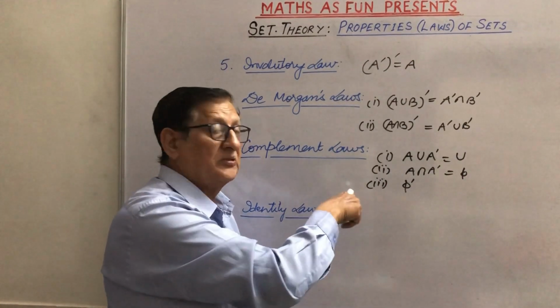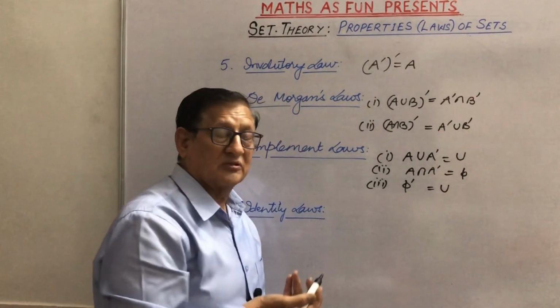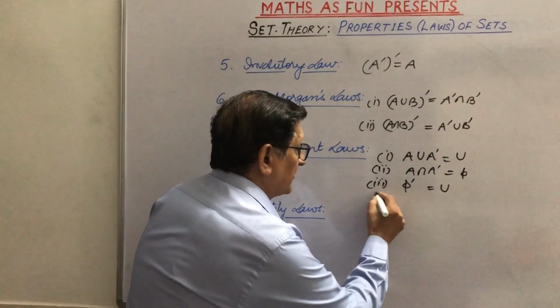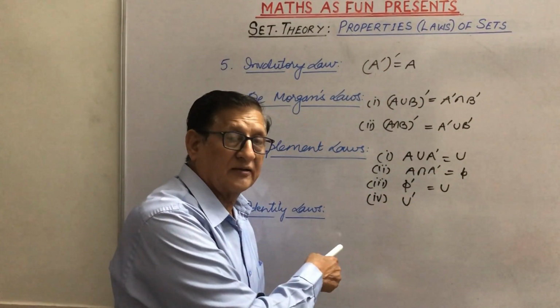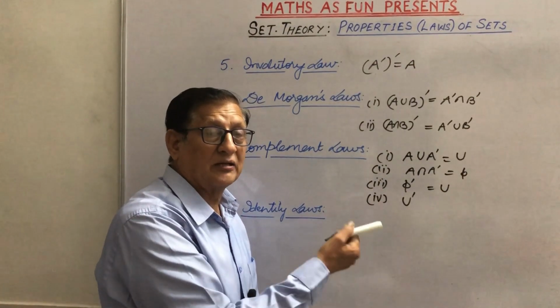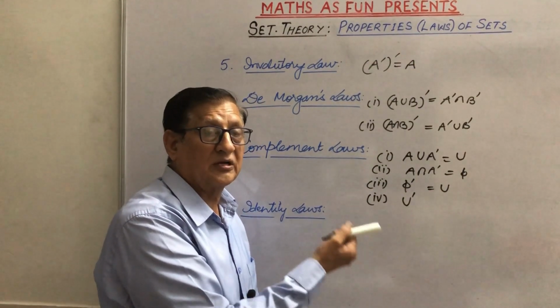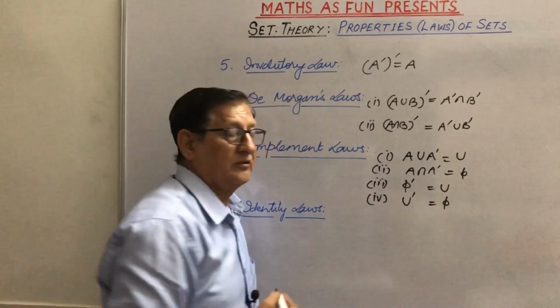And the dash of that means complement of that will be equal to U, that is universal set. And next is the complement of U, complement of universal set. Complement of universal set means U minus U, and that is equal to empty set not containing any elements, so this is equal to phi.